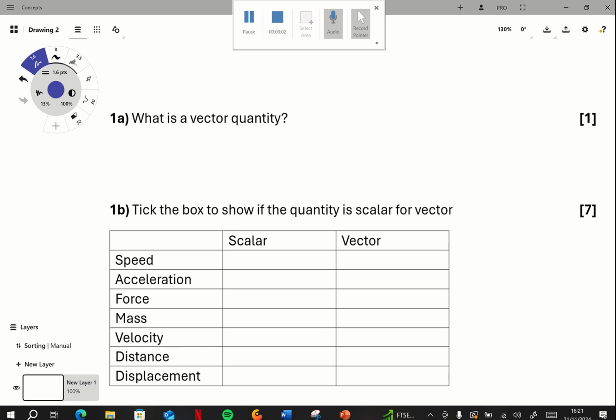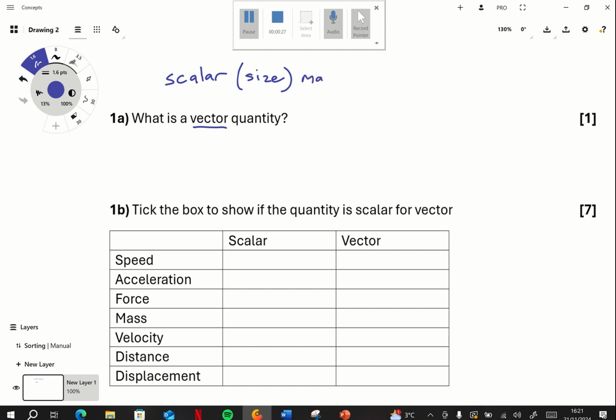Okay, this is the first video for the Year 10 Autumn Assessment, and the very first section is about vectors and scalars. So we've got here a question asking what's a vector quantity, and we know that a scalar only has a size. Now, the posh word for that is we say it has a magnitude. Ultimately, that just means it has a number, it has a value, that's it. But a vector, we've been showing that it needs to have a size and a direction.